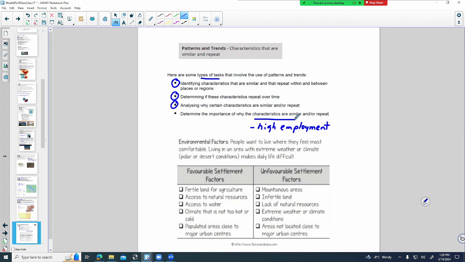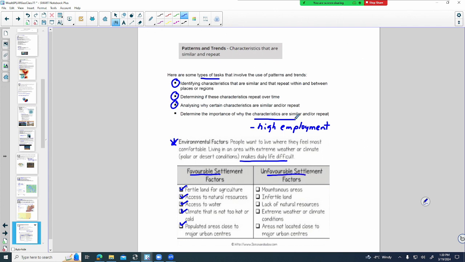So here's one. We'll do an example, the environmental factors. So for example, people want to live where they feel most comfortable, or living in an area with extreme weather or climate, polar or desert conditions. These things make daily life difficult. So for favorable settlement, the factors they might look for is fertile land for agriculture, so for farming, access to natural resources, access to water, climate that is not too hot or cold, populated areas close to major urban centers.